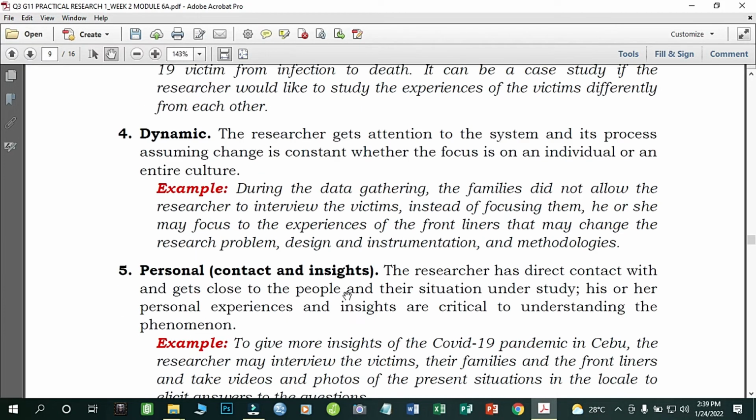Okay, then dynamic. The researcher pays attention to the system and its process, assuming change is constant, whether the focus is on an individual or an entire culture. Example of this, during the data gathering, the families that allow the researcher to interview the victims, instead of focusing on them, he or she may focus on the experiences of the frontliners that may change the research problem, design, instrumentation, and methodologies. Okay, this is related to the concept earlier about flexibility.